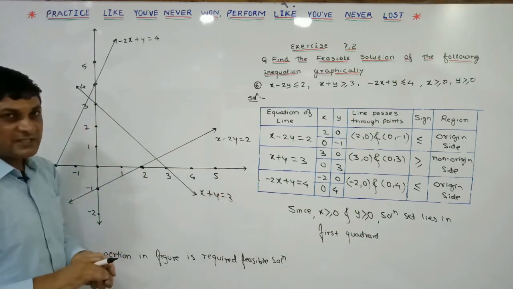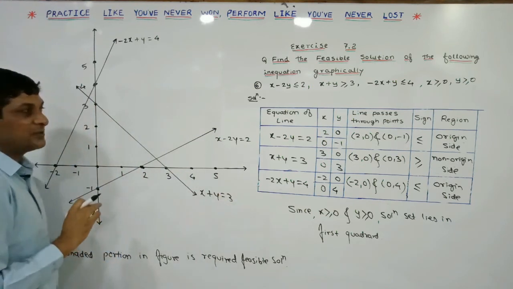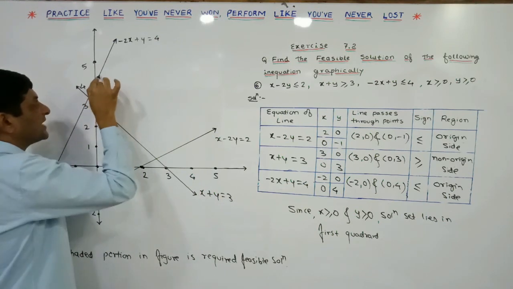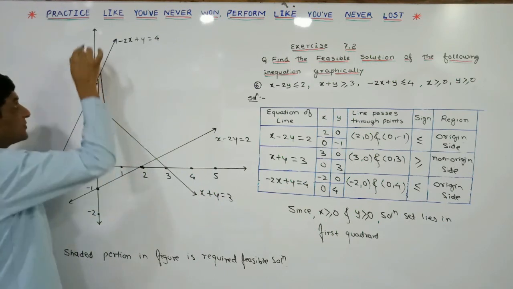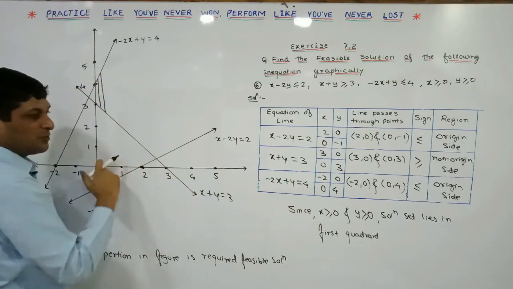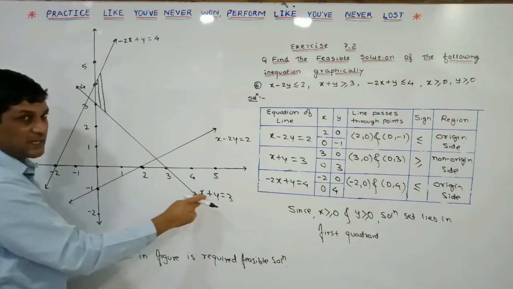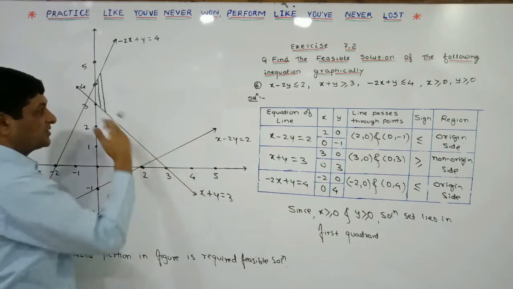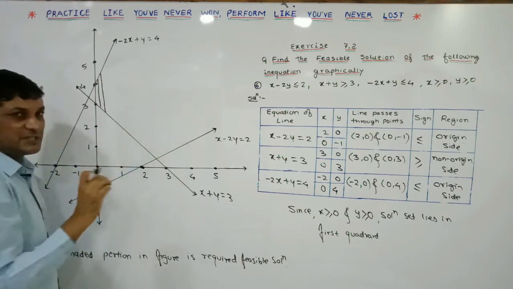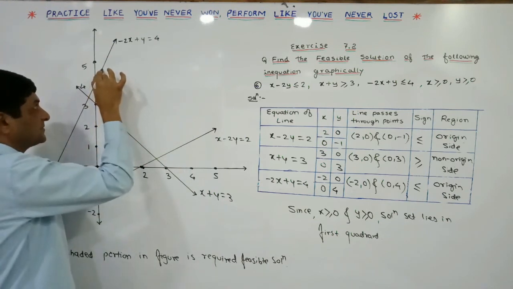And the last two constraints say that our solution set lies in which quadrant? First quadrant. So we are not able to move outside the first quadrant. So this portion will be the first quadrant, but this part is nothing but what? Non-origin side part for this line. And according to the given condition for this line, sorry, this is the origin side part and the non-origin side part will be our solution set.